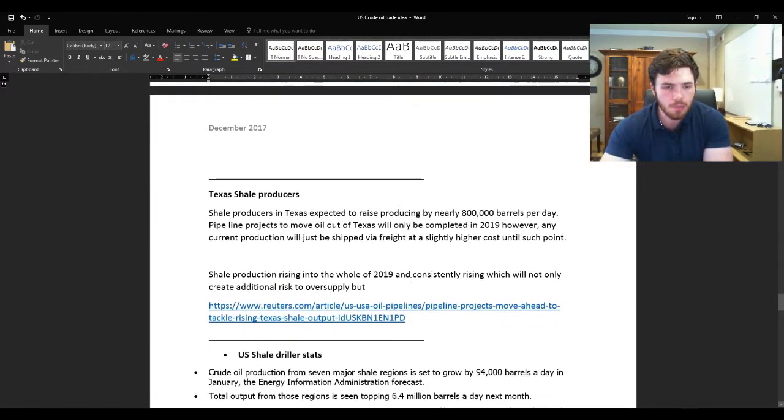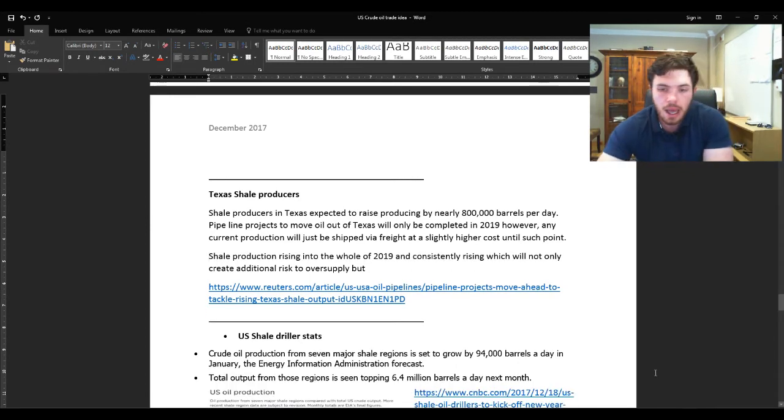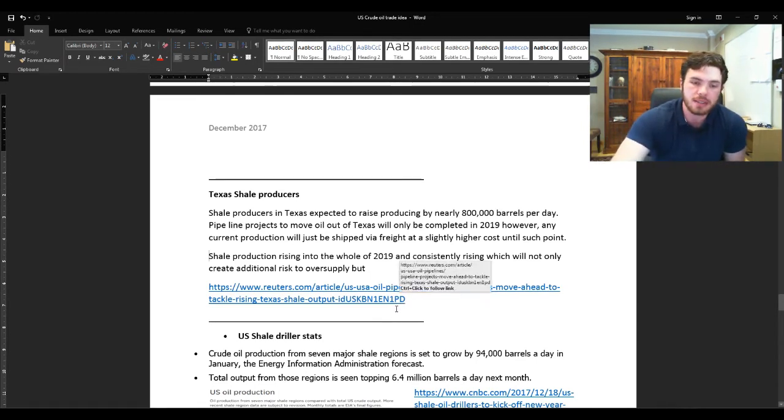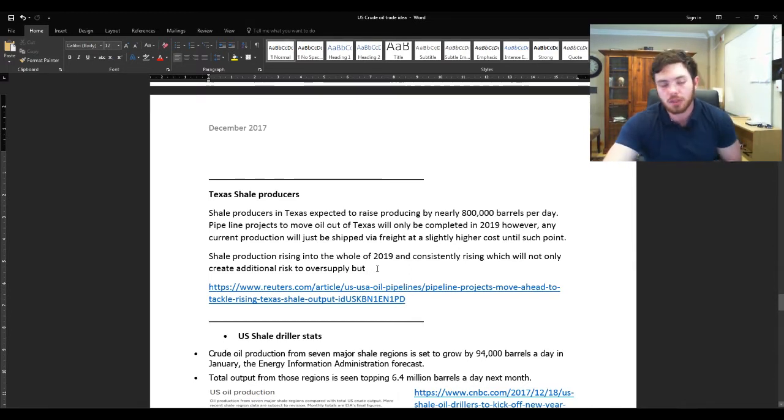Make sure to also have a look at this one, the Texas shale producers. Texas shale producers are expected to raise production by nearly 800,000 barrels per day. Pipeline projects to move oil out of Texas will only be completed in 2019. However, any current production will be shipped via freight at a slightly higher cost until such point. Shale production is rising consistently into the whole of 2019, which will not only create additional risk of oversupply, but is also going to create possible competition on pricing.